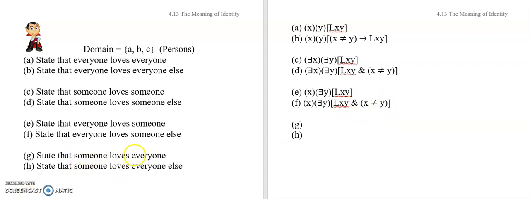Let's try G. Someone loves everybody. Either A loves everybody, or B loves everybody, or C loves everybody, or some combination, but they must love themselves too. How would you state that? This is an interesting one. Someone loves everyone is going to look just like this: there's an x, either A, B, or C, that loves everyone. One of these guys in here loves everyone in here.